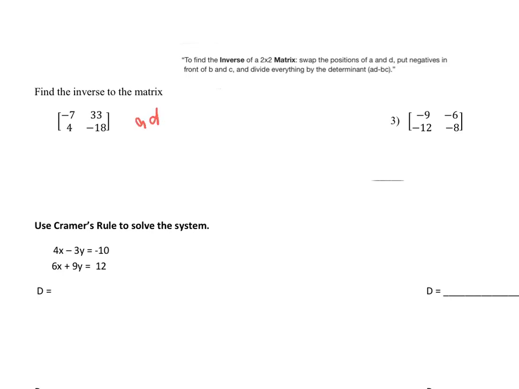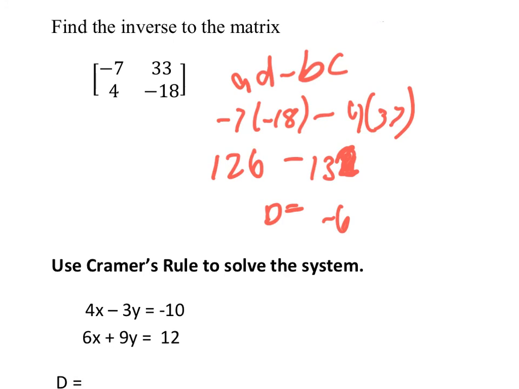So first thing I'm going to do is AD minus BC. So my majors are negative 7 times negative 18 minus 4 times 33. So we have positive 126 minus 132, not 134, it's 132. So my D equals negative 6. So I'm going to take 1 over negative 6, and I'm going to get my inverse all set up.